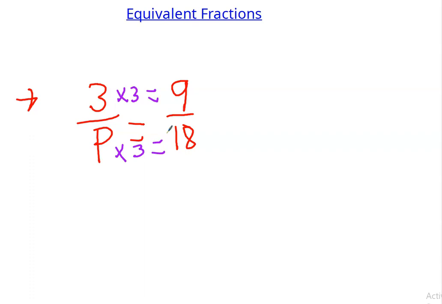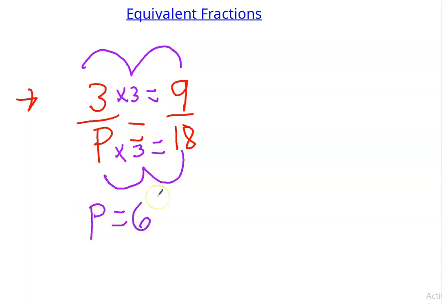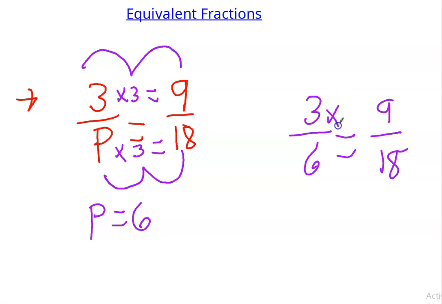So you could say to yourself, what times 3 is 18? Or you could do the inverse operation. 9 divided by 3 equals 3. 18 divided by 3 equals 6. So p equals 6. Now I'll double check. 3 over 6 equals 9 over 18. 3 times 3 is 9. 6 times 3 is 18. So it all works.